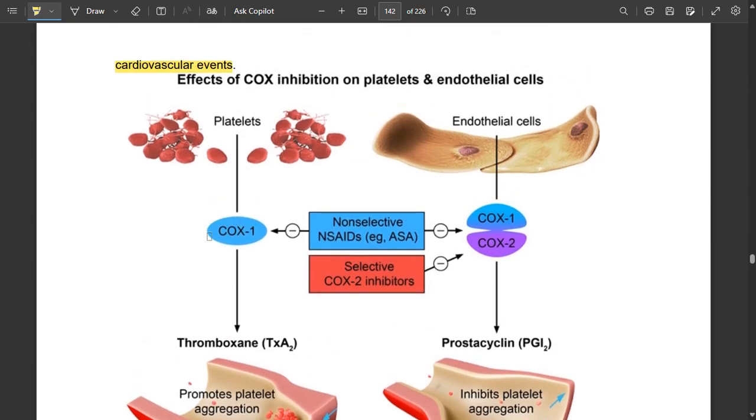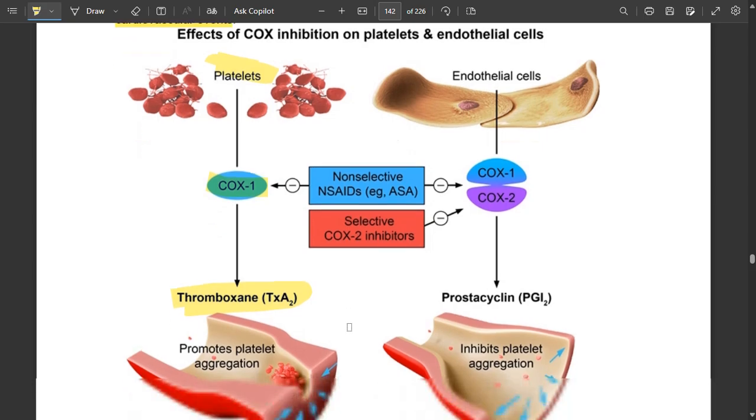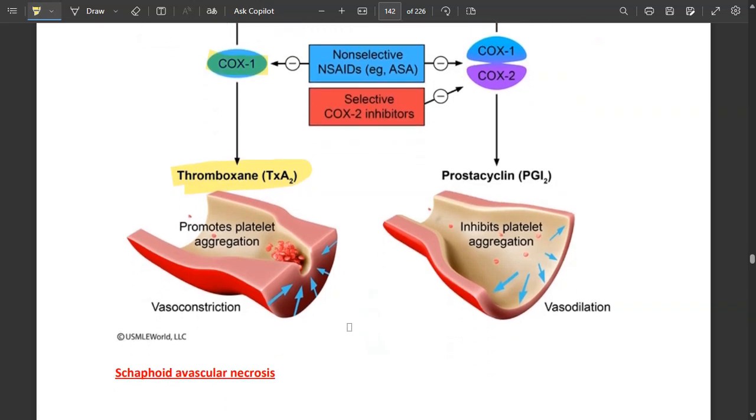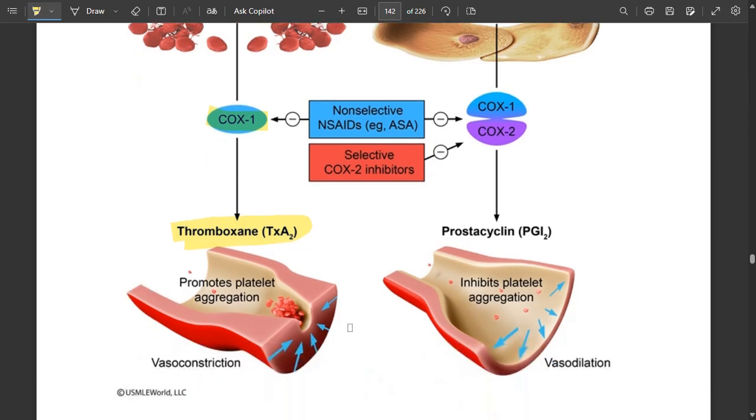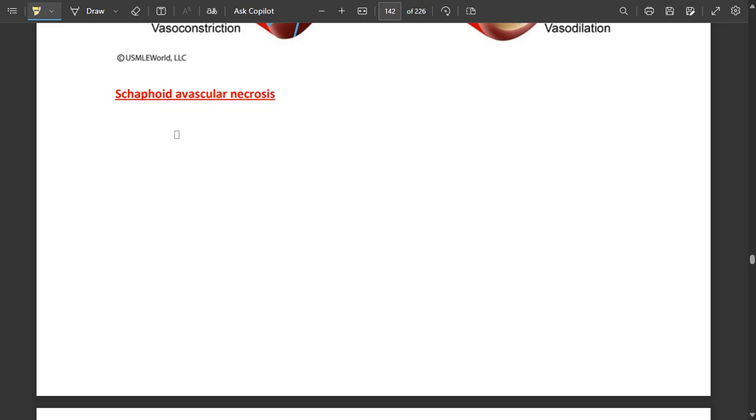Platelets form thromboxane A2. Platelets have the COX-1 enzyme, which helps in production of thromboxane A2, which promotes platelet aggregation and hence thrombosis, while endothelial cells produce COX-1 and COX-2. COX-2 produces prostacyclins, which inhibit platelet aggregation and cause vasodilation, while thromboxane A2 causes thrombus formation and vasoconstriction. Prostacyclin is just opposite in nature.